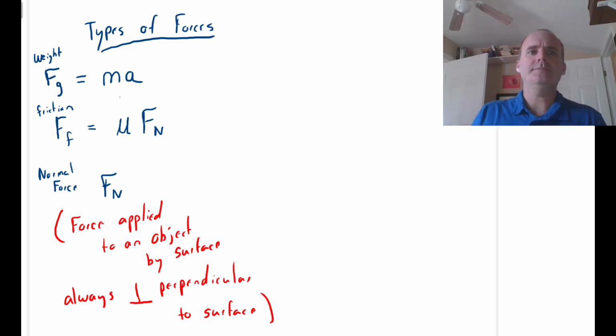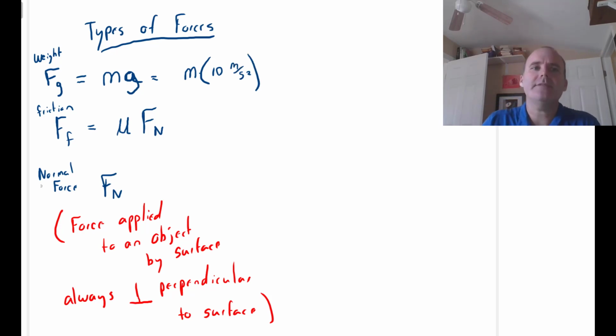Okay, so up here, Fg is equal to mass times acceleration. Here I kind of made a little mistake. It's not a mistake, it is equal to mass times acceleration. But in this case, our acceleration is due to gravity, that gravity is 9.8 meters per second squared. And for AP Physics, though, we use 10 meters per second squared. Okay, that's the force of gravity.